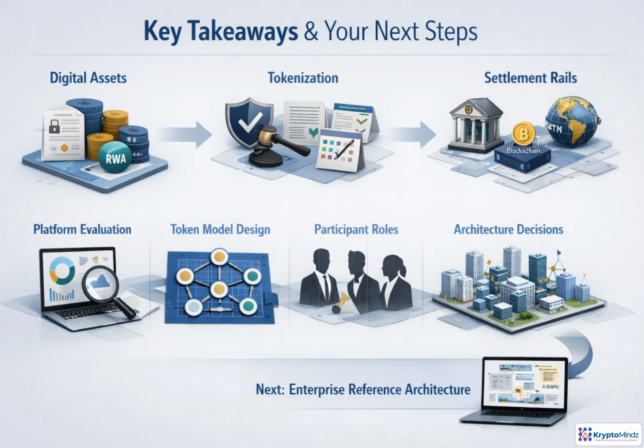You now have the landscape map for digital issuance: asset types, token rights and lifecycle rules, settlement rail trade-offs, and participant responsibilities. Use this context to evaluate platforms and shape token models with confidence. Next, we turn that landscape into an enterprise reference architecture.